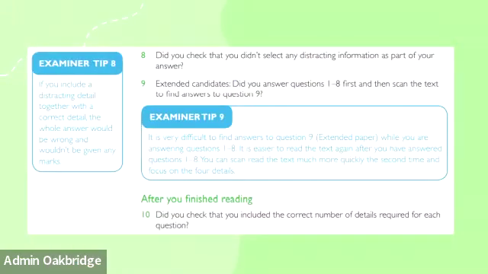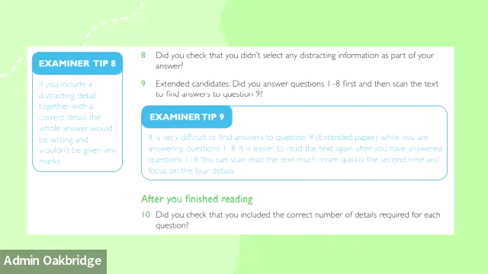And then examiner tip 8. Okay, if you include a distracting detail together with a correct detail, the whole answer would be wrong and wouldn't be given any marks. Okay, just take the key points only.